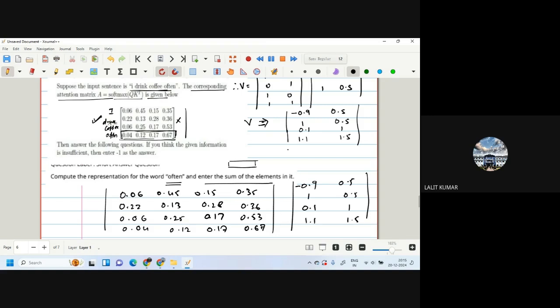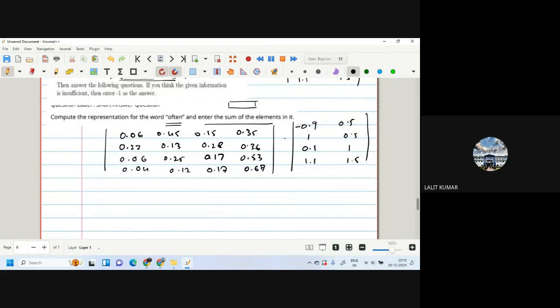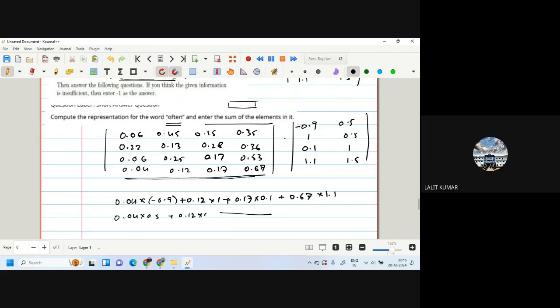So we don't have to do the entire part, okay? We want the last row only. So the last row we will get from here. So it will become 0.04 and they have asked to enter the sum. So 0.04 into minus 0.9 plus 0.12 into 1 plus 0.17 into 0.1 plus 0.67 into 1.1, and the second term is 0.04 into 0.5 plus 0.12 into 0.5 plus 0.17 into 1 plus 0.67 into 1.5. And if you add them, you'll get the correct answer.